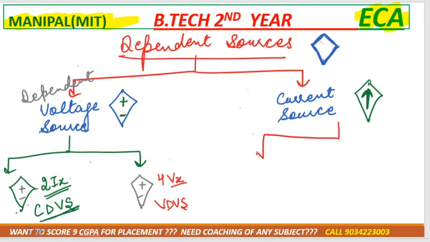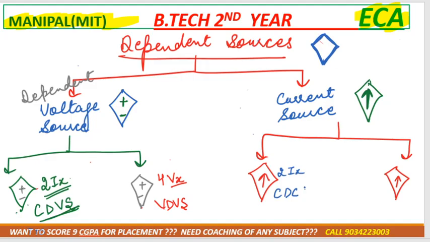Now similarly, current source is also divided into two categories. Either it is depending on current or it is depending on voltage, right? So if it is depending on current, like current source 2Ix, what will be its name? Tell me.